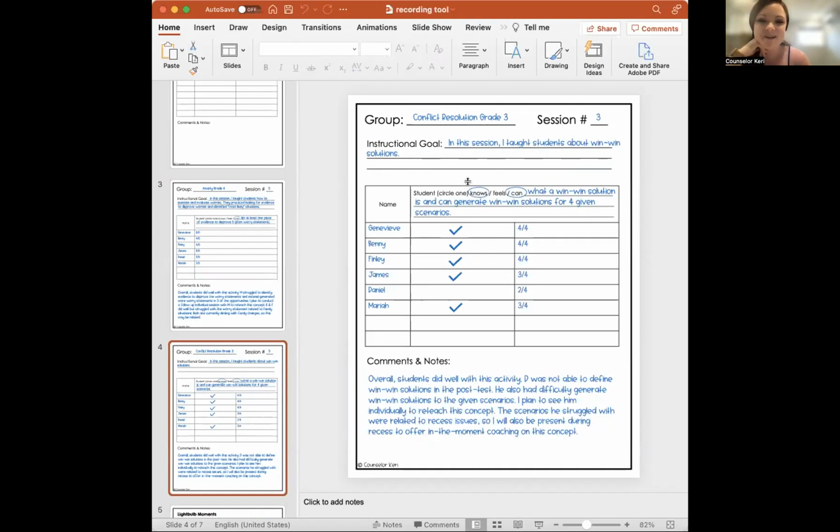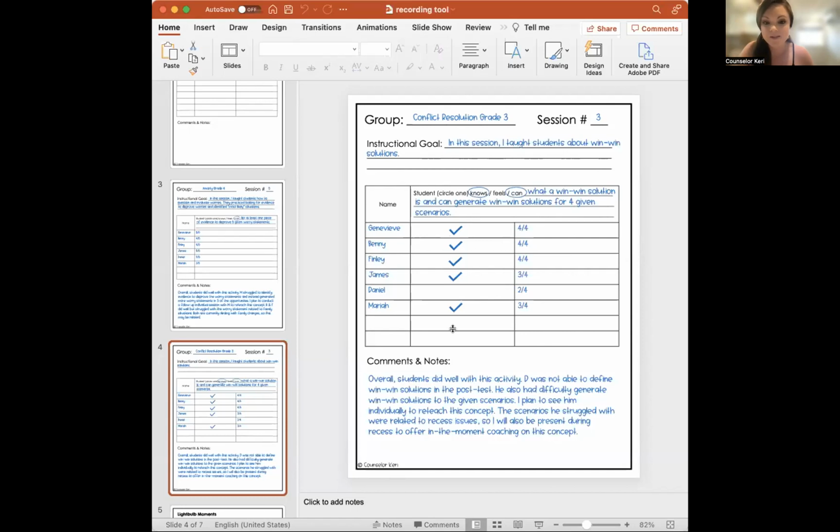So in this session, my goal is to teach students about win-win solutions. So this has 2 instructional goals. So students know what a win-win solution is. That's part 1, yes or no, do they know? And they can generate win-win solutions for 4 given scenarios. So you see in this column, I've just checked it.